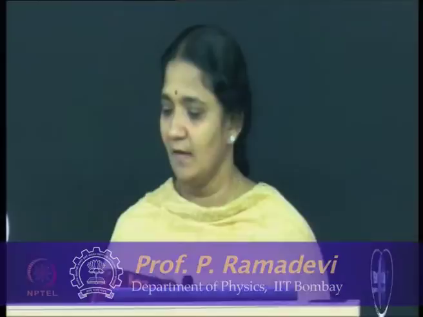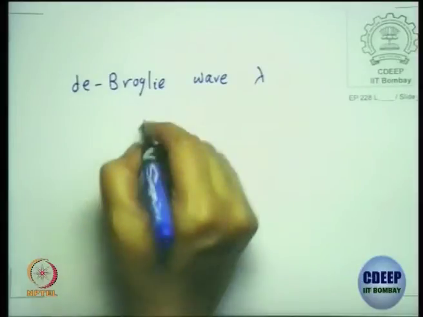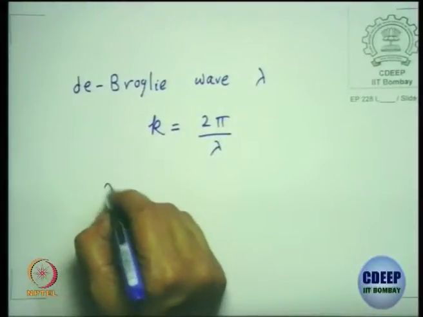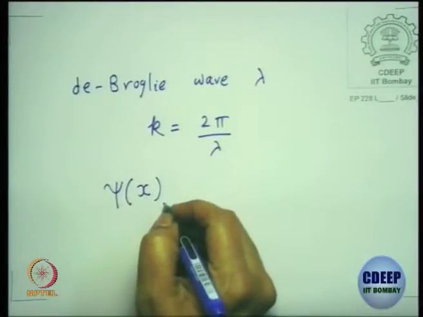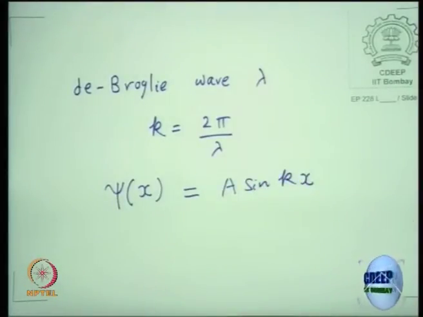In the context of quantum physics, let me explain and motivate how you can see a Fourier transform. If you have a de Broglie wave of wavelength lambda, which means you can write the wave number as 2 pi by lambda, then you could write the wave function for this de Broglie wave as A sin kx. This I am sure all of you have seen. It's like an electromagnetic wave with a specific wavelength. If you have time dependence, you can put kx minus omega t. Let me just take psi of x.